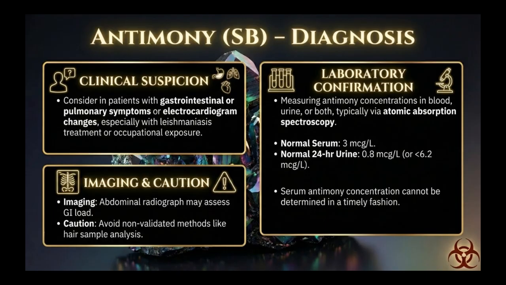Other sources report that unexposed patients usually have a urinary antimony concentration of less than 6.2 micrograms per liter. It is important to note that a serum antimony concentration cannot be determined in a timely manner. An abdominal radiograph may be useful in cases of ingestion, as it can help assess the gastrointestinal load of antimony and guide decontamination efforts. The use of non-validated methods such as hair sample analysis to determine antimony toxicity is strongly cautioned against by the Centers for Disease Control and Prevention.